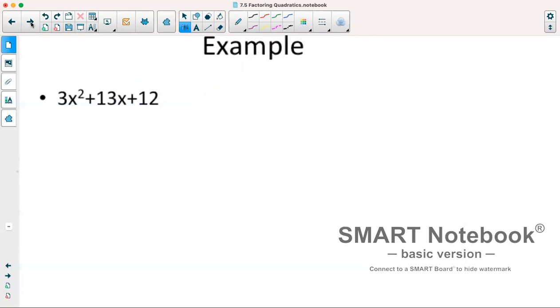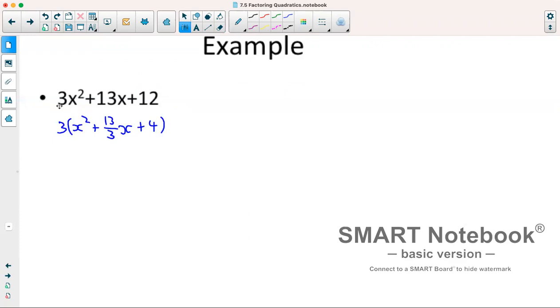Now we've got this one. We've got 3x squared plus 13x plus 12. So if we do what we did in the last section's notes, factor out the a value in front, we can't evenly divide our 13 by the 3. So we're left with this fraction. Now this is going to make it very difficult to do our product sum.